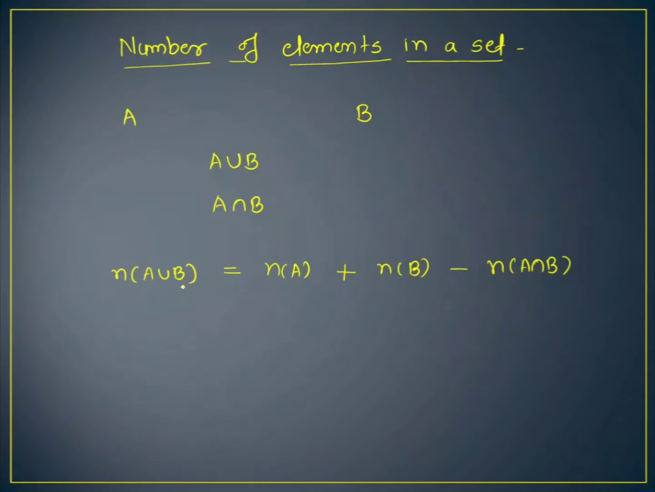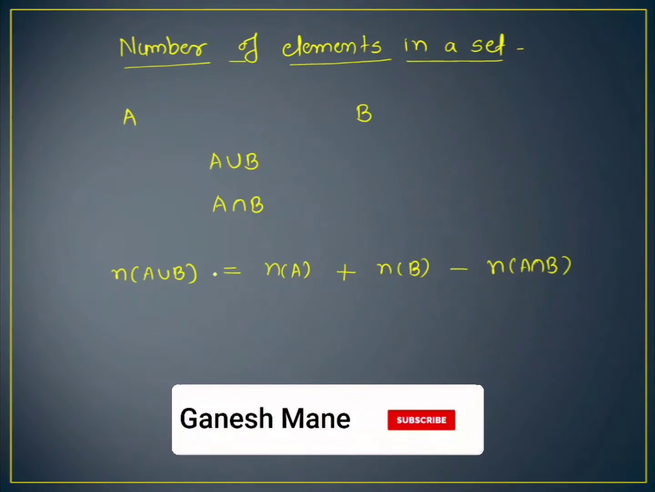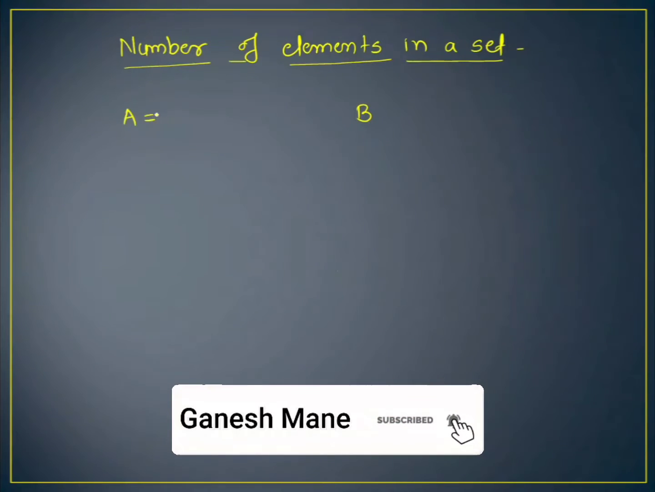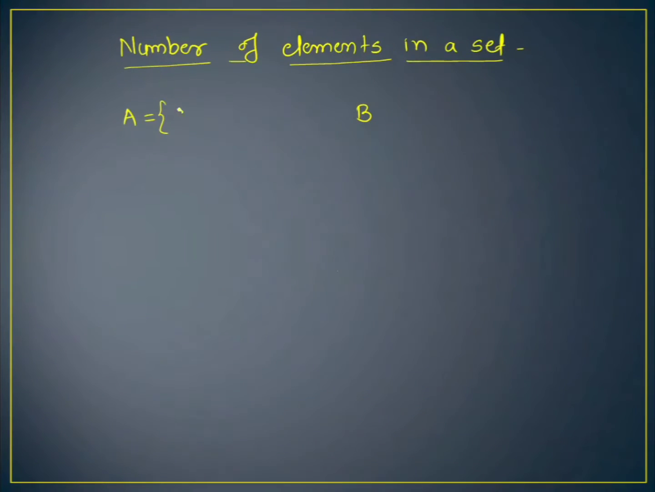Now we are going to verify this property with one example. Let us consider that in set A we have the elements small letters a, b, c and d, and in set B we have the elements b, c, d, e and f. So these are the two sets.